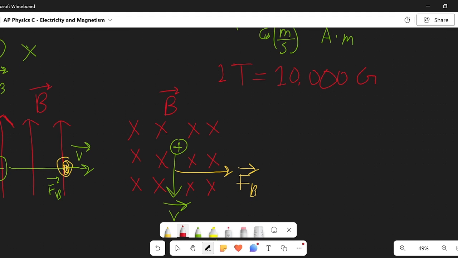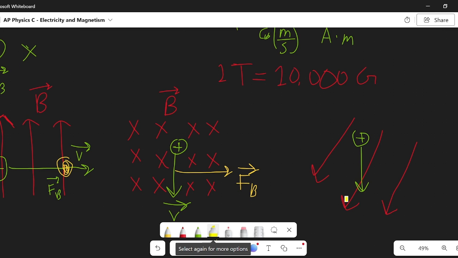Even in this example it's been horizontal, but now let's say we had the magnetic field at an angle like this, and the velocity was still pointing like this. Your hand is going to point in this direction and curl in this direction. It's just not going to be curled as much.